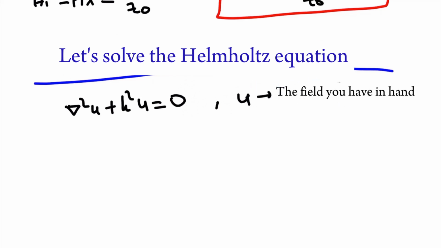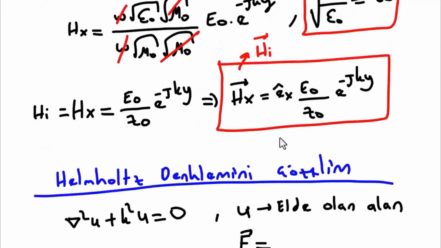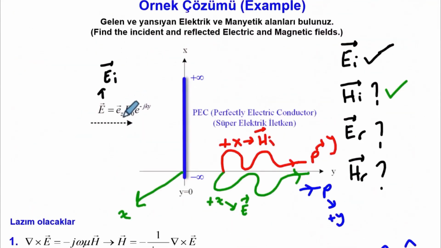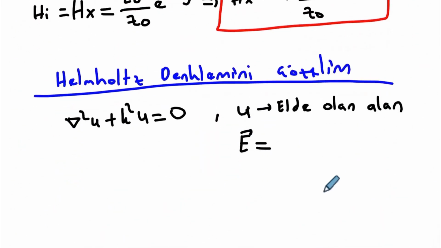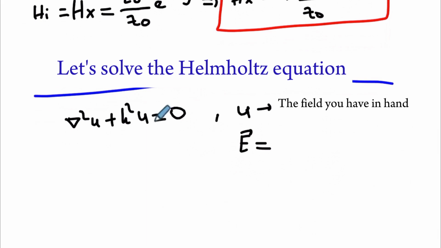Since we have the field now, what field do I have, friends? I have the electric field, and this electric field has a z component, E_z. Since Helmholtz gives us both the incoming and reflected fields, I'm using a single general E here right now. After we find this u, we will separate the incoming and reflected ones. This is the most general electric field, but I know one thing: it extends in the z direction.